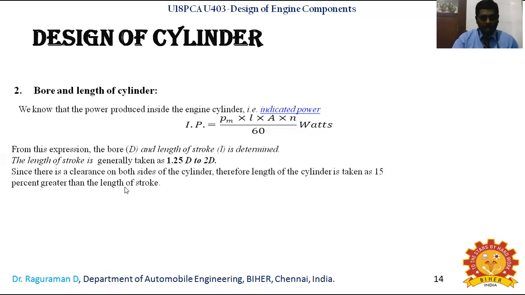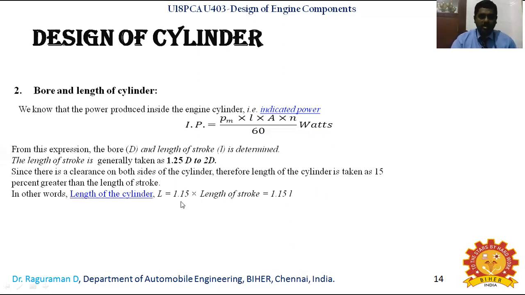And since there is a clearance on both sides of a cylinder, the length of the cylinder is taken as 15% greater than the length of the stroke. In other words, the length of cylinder L equals 1.15 times the length of stroke. As we are adding this 15%, we multiply by 1.15 into length of stroke, so that the length of cylinder equals 1.15 times the length of stroke.